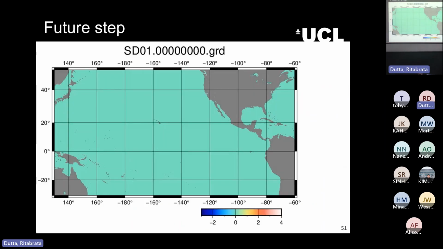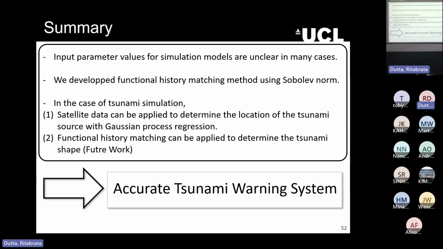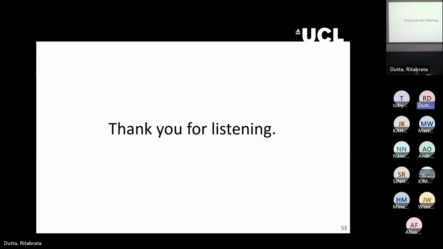As future work, I would like to apply this technique to tsunami simulation. There are many open source tsunami simulations, and this is one of them, called Jaguars. We would like to apply our method to this tsunami simulation to create a tsunami warning system. To sum up, data science methods can be useful to estimate input parameter values for simulation. In our method, we use Gaussian process regression and functional history matching. Thank you very much for listening.